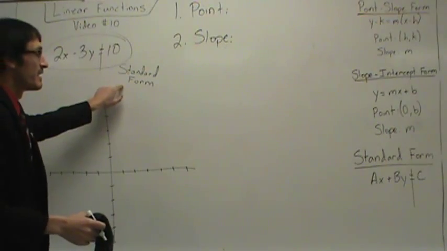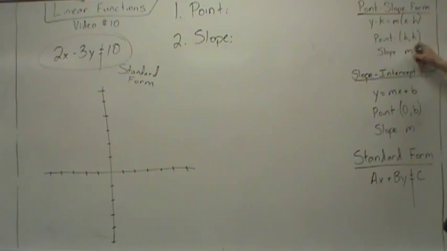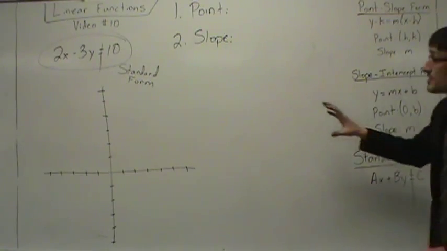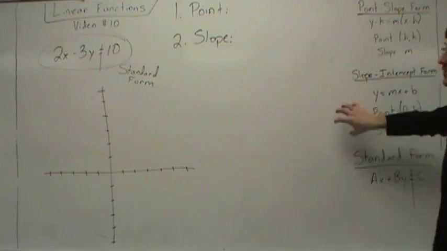It's already given. Now, notice also that I've shown you how to find a point and a slope in point-slope form. I have shown you how to find a point and a slope in slope-intercept form, but I have not shown you how to find a point and a slope in standard. So, what you're going to do is you're going to take your standard form and you're going to convert it to one of these other forms.